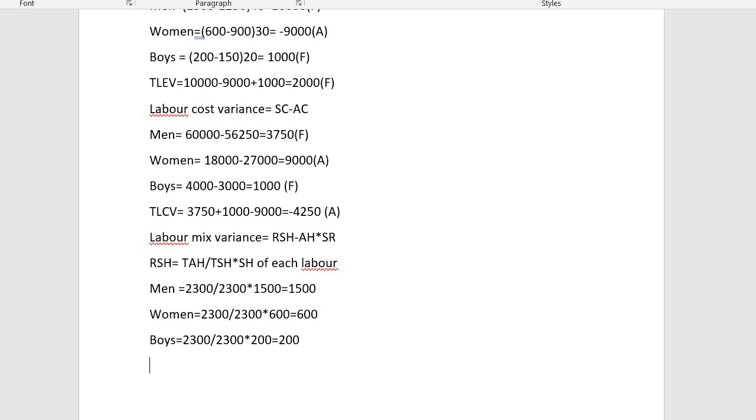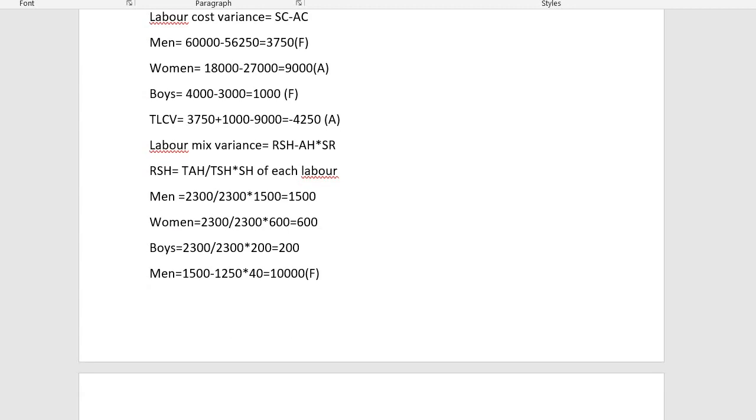Next, we'll solve the labor mix variance for men. Revised standard hour 1500 minus actual hour 1250, into 40, that is the standard rate. For men, that will be 10,000, which is favorable variance.